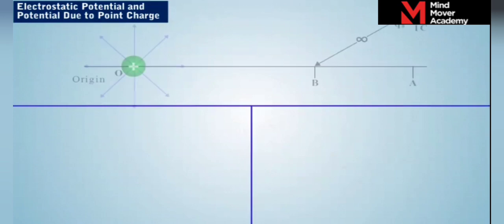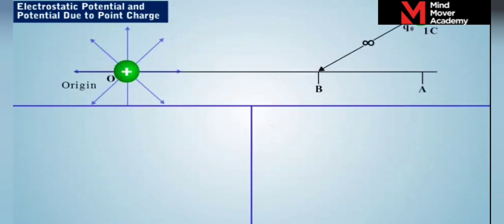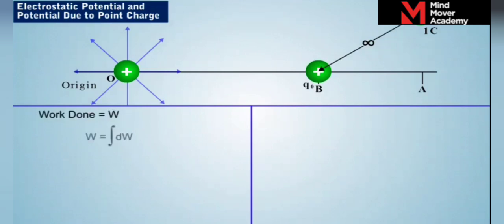Now, let us assume that the unit positive charge is brought from infinity to point B in the electric field, and let work W be done for this process. Then, W is equal to the integral of dW. Let us label it as equation 3.